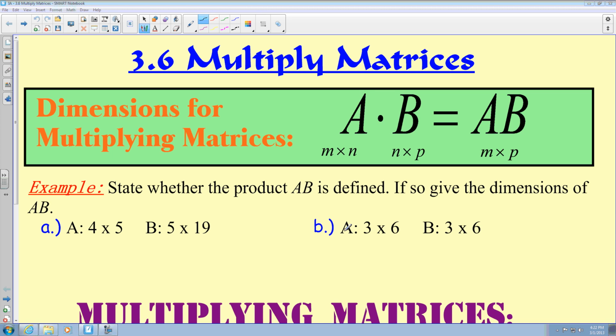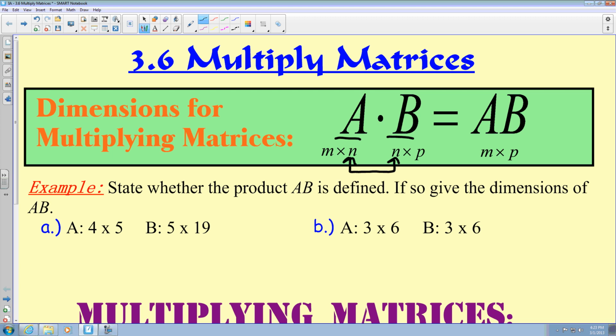So say I have matrix A times matrix B, and the deciding factor on whether or not you're able to multiply the matrices is that in matrix A, the number of columns must equal the number of rows in matrix B. So both of the n values must be the same number.